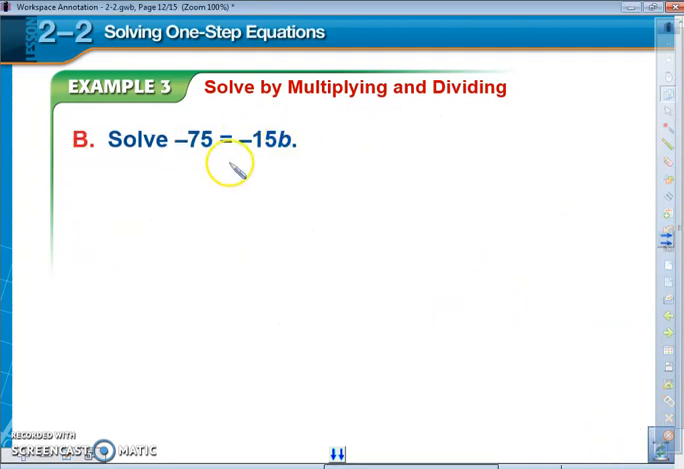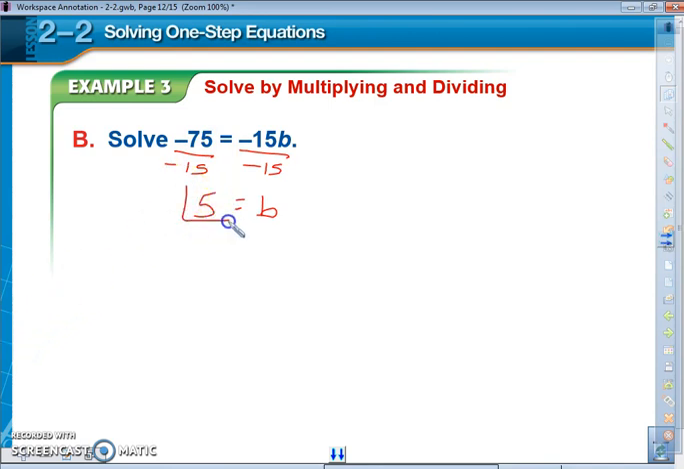Okay, right here. Look at what is with the variable. Negative 15b. Remember, things touch, they multiply right there. So we're going to divide by negative 15. Divide by negative 15. Automatically, you're saying, okay, my answer is positive. A negative divided by a negative is a positive. How many 15s are in 75? Well, I know there's 2 in 30, so that means there's 4 in 60 and 5 in 75.